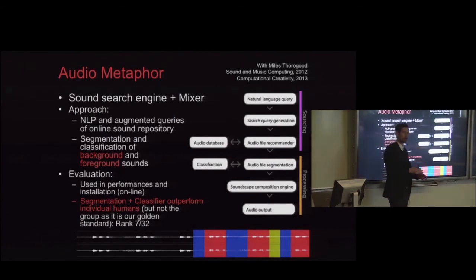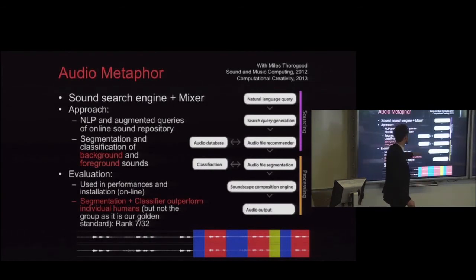Then we segment all those files into background and foreground types of segments. So sometimes in a recording of a forest, you have the background sound of the forest, and then all of a sudden a bird is singing. That will be foreground. So those are perceptual categories. The classifier and the segmentation system here is extremely fast, and it's been shown to be better than most humans at the way it does it.